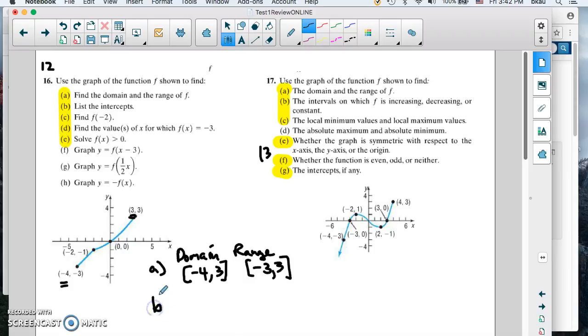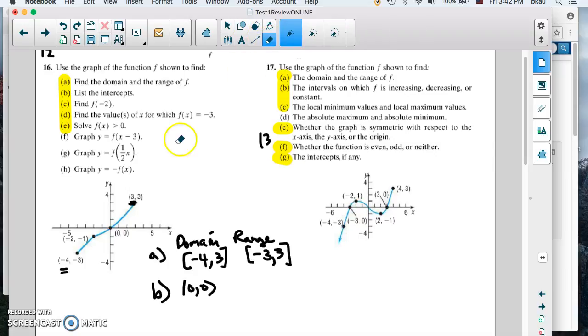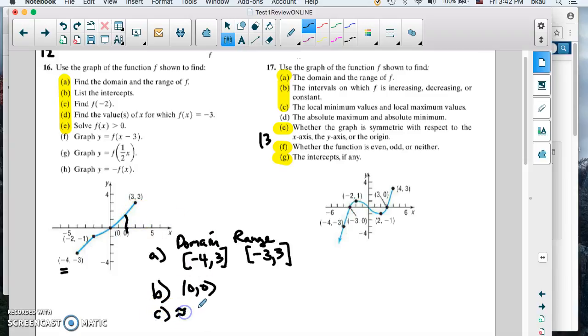Intercepts. Well, there's only one intercept. It's the x and y intercept. That's 0, 0. That's the only intercept on that one. Looking at a graph and figuring out f of 2, what we would do here is look at what it possibly could be at 2. So we're going to go over to 2 right here on the x-axis, read up to where the graph is. So in this case, it's approximately 1.5 up. So part C would be approximately 1.5.